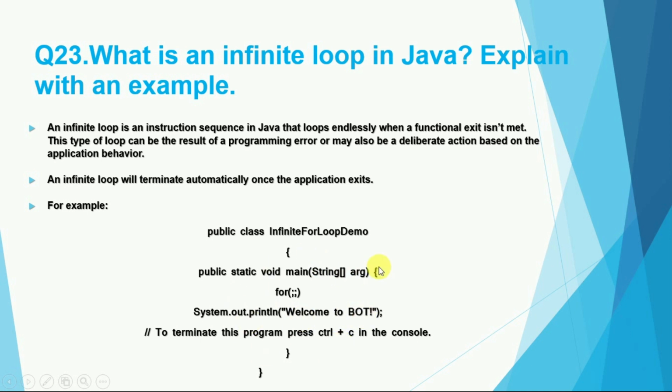So here is a basic simple example of an infinite loop. There is a particular class named InfiniteForLoopDemo. Inside there is a main method, and this is an infinite for loop which does not hold any conditions, so there is a programming error in this for loop. To terminate this program, we can press Ctrl+C in the console. So this is the basic example of an infinite loop in Java. Okay, I hope you understood.